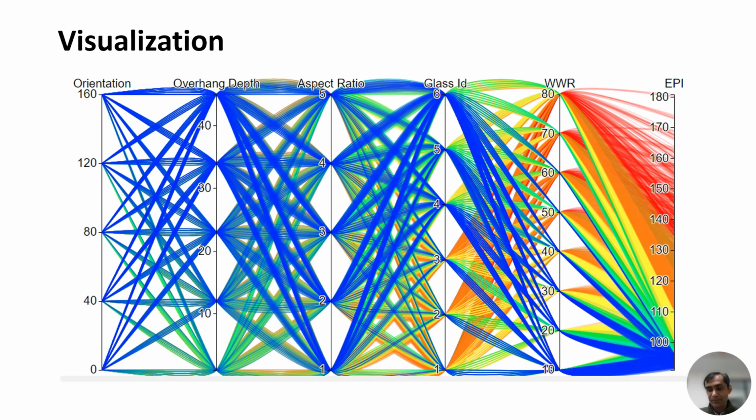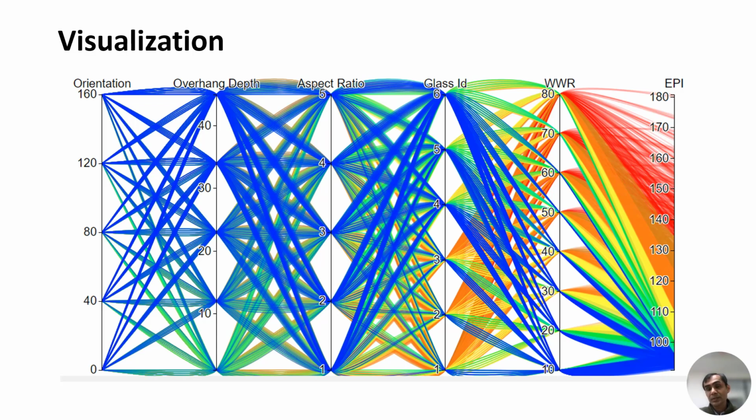In this slide, you can see the visualization techniques by which we can communicate design strategies to the user. This particular slide shows the complete spectrum of all solutions on this parallel axis chart. All vertical lines are the design variables like orientation, overhang depth, aspect ratio, glass ID, and window to wall ratio. The last vertical line is our result, that is the energy performance index. And all horizontal lines are the different ranges.